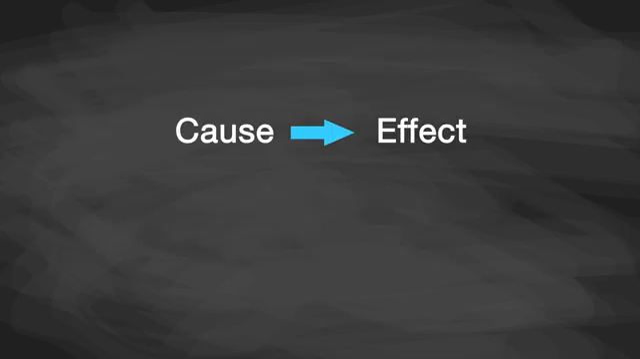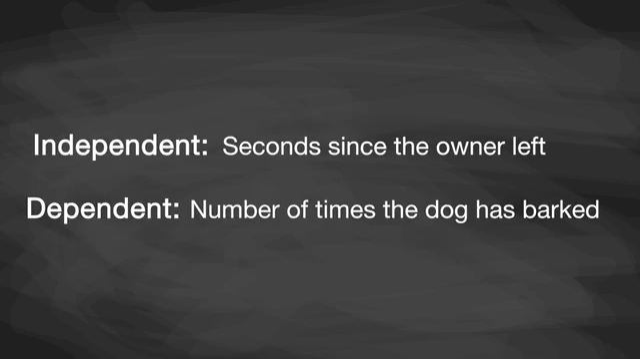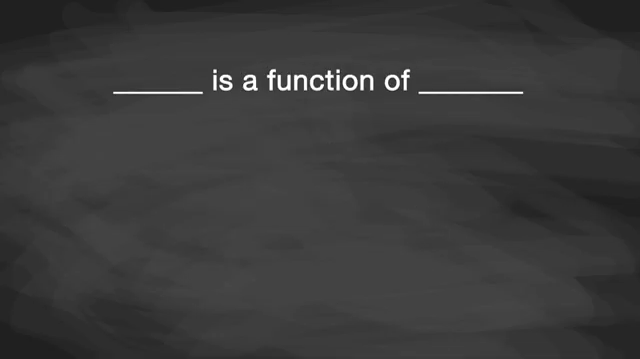Think of a cause and effect relationship. The independent variable causes the dependent variable to happen. The number of times the dog has barked depends on the seconds since the owner has left. So, the seconds since the owner has left is the independent variable, and the number of times the dog barked is the dependent variable. Now, fill in the blanks of the sentence with the quantities.